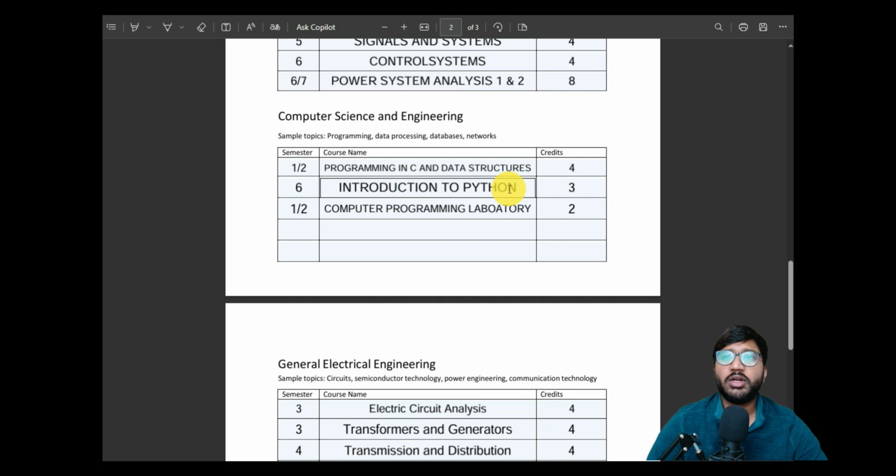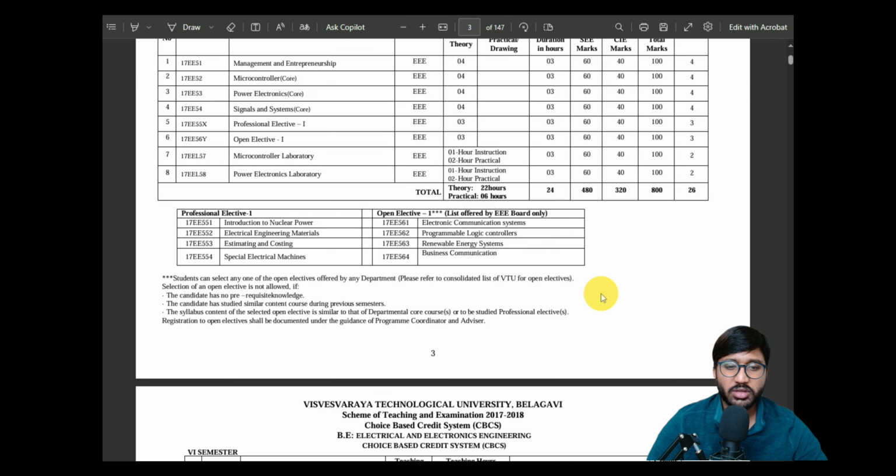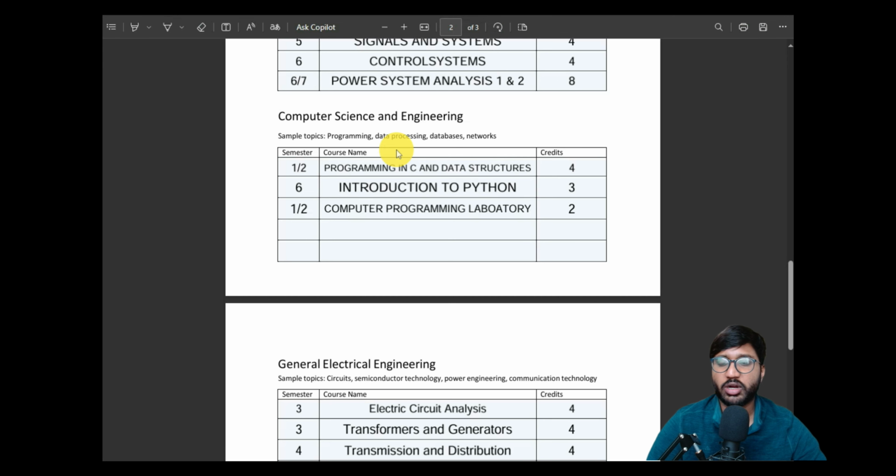Also, some people did neural networks, that was also there in our electives. I can also show you here. If you have done artificial neural network and fuzzy logic, then you can put this as an elective that you have done in the programming section. But I have not done that. I did introduction to Python, so that is how I have put that one. Then you can also put computer programming laboratory, which is 2 credit points, that we have done related to computer science, data processing and database networks.